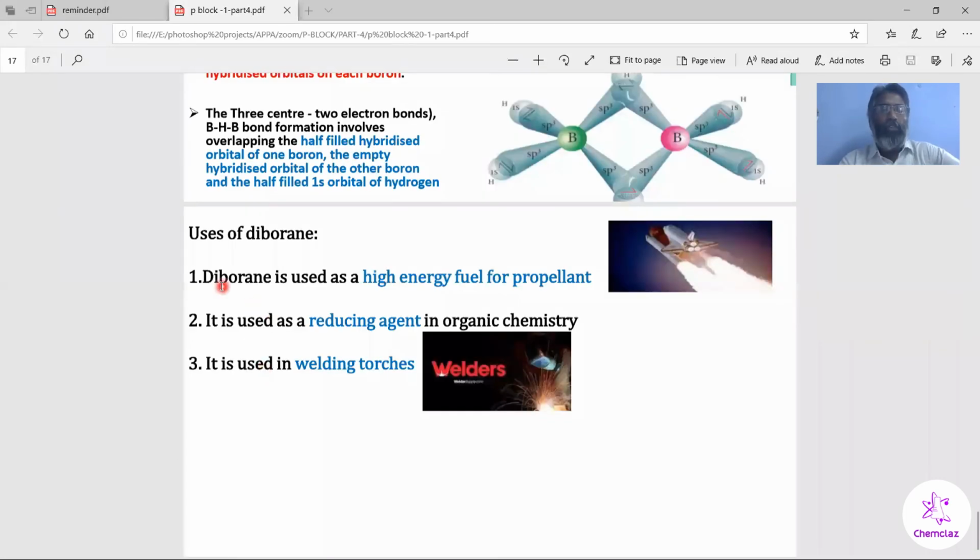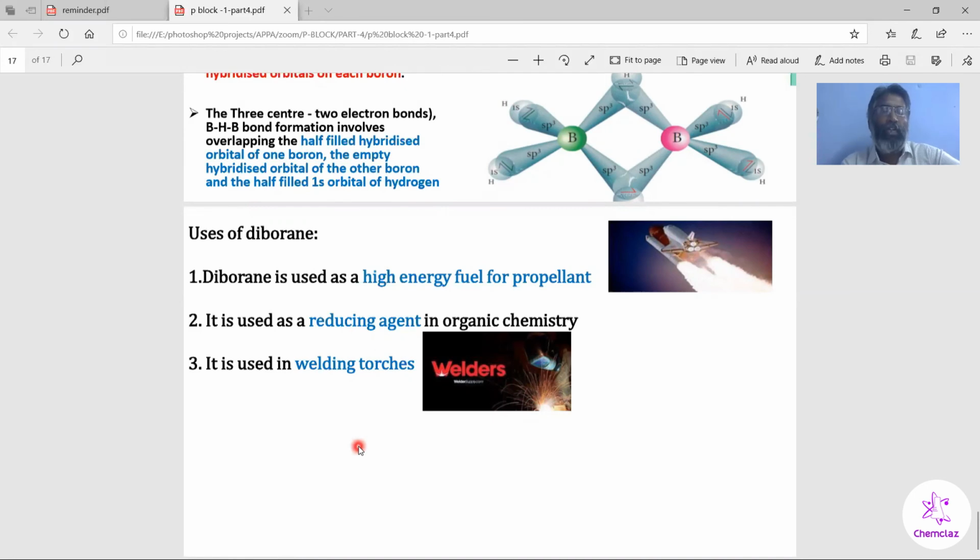Okay, the last one is uses of diborane. Diborane is used as a high energy fuel for propellant because diborane gas is thermally less stable and undergoes combustion. It is used as a reducing agent in organic chemistry. Lithium borohydride and sodium borohydride are good reducing agents. It is also used in welding torch. Instead of acetylene gas, we can use diborane gas for welding purposes. So, uses of diborane.